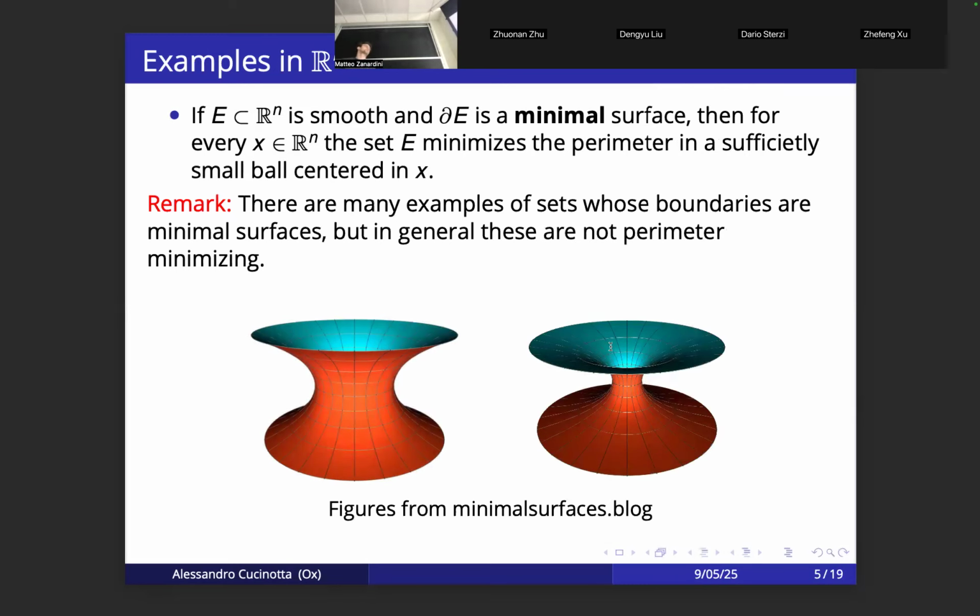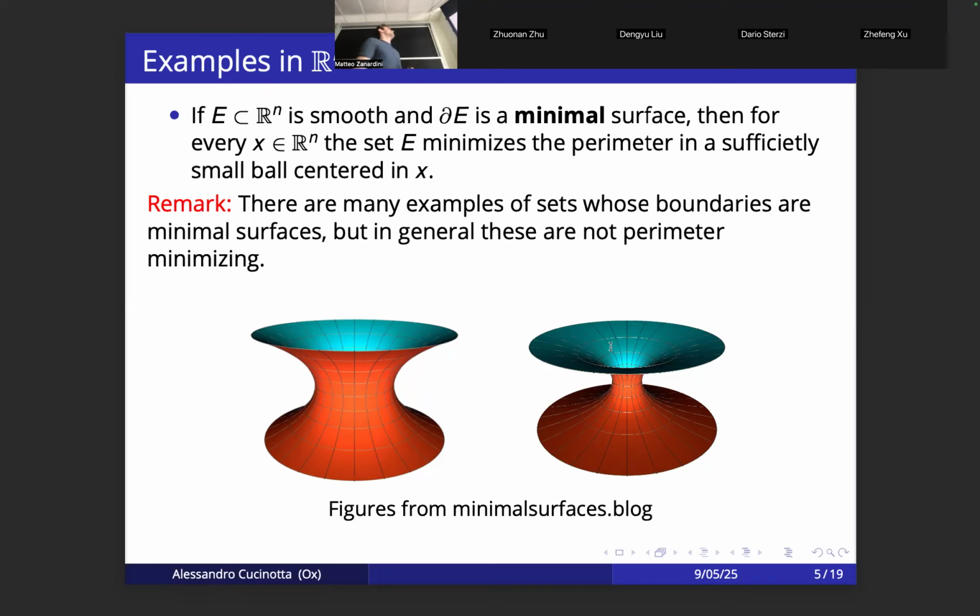It is true that if we pick any point in the boundary of a set whose boundary is a minimal surface, in a small ball the set will be perimeter minimizing, but it's not going to be perimeter minimizing globally. A simple example to see this is the catenoid. If we pick the catenoid in R^3, this is a minimal surface. So the set whose boundary is the catenoid will have the property that in sufficiently small balls it will be perimeter minimizing.